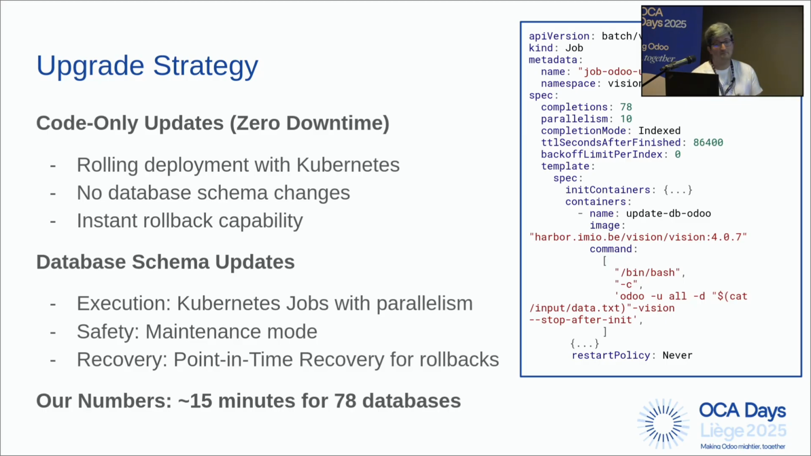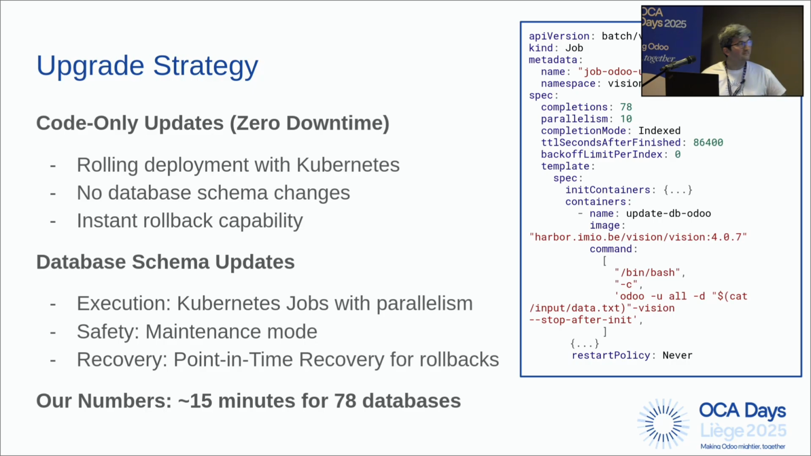Speaking of database updates, let me share one of our biggest operational challenges: upgrading 78 tenant databases. For that, we have 2 distinct paths, depending on whether database schema changes are involved. For code-only updates, we leverage Kubernetes rolling deployment for zero downtime. Users don't even notice the update happening, as we are updating one Odoo replica at a time. And of course, this works because all the tenants share the same code base.